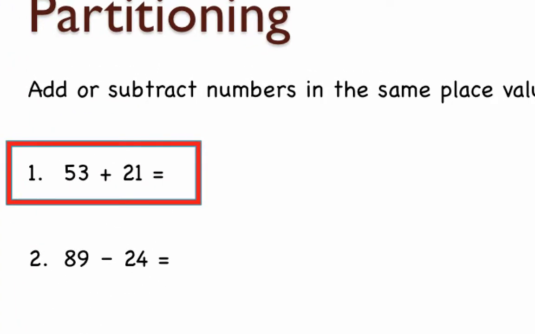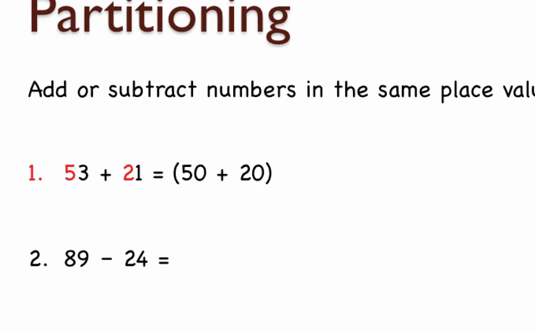Let's start with 53 plus 21. What we want to do first is to add the tens columns together. That's the 50 and the 20 to make 70. Then what we want to do is add the units column, the 3 and the 1 together to get 4. All of this is done in your head. Adding the 70 and the 4 together gives us 74, and we've added it in our heads.